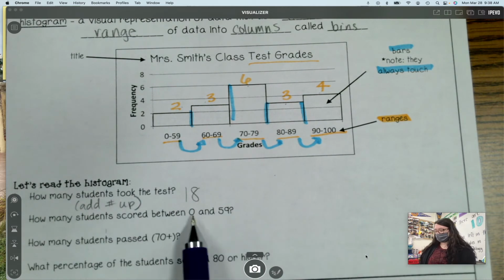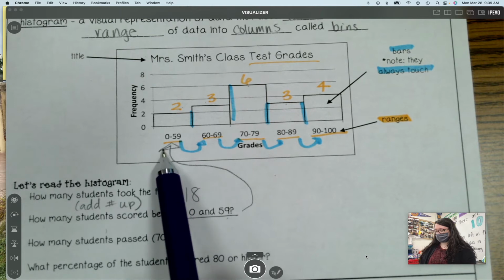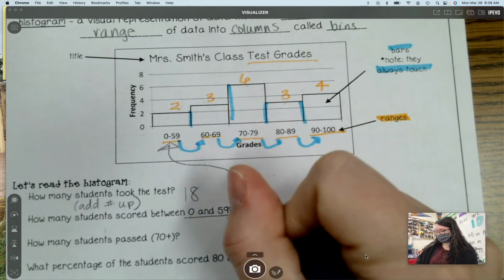How many students scored between a 0 and a 59? That range is right there. A 0 to a 59, we had 2 students.